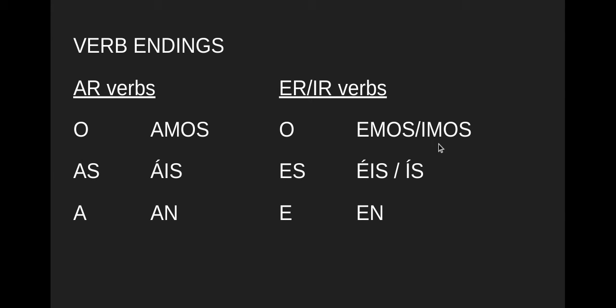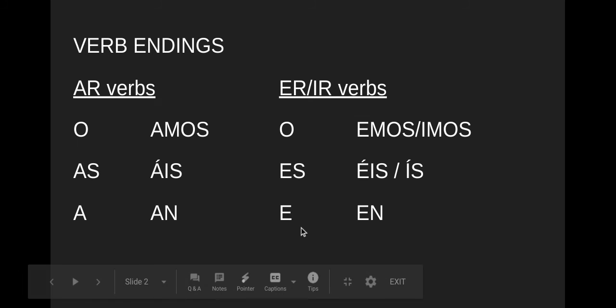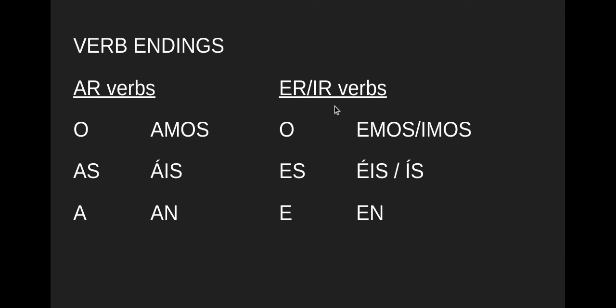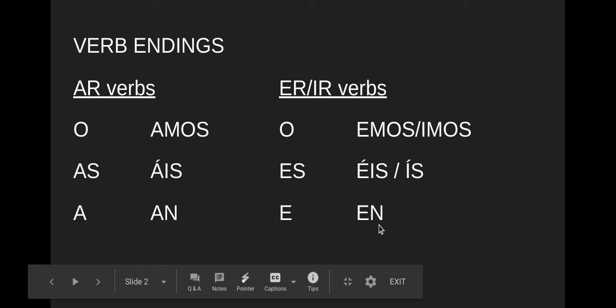So here's something you already know that I want to review before we move on. AR verb endings in the present tense, right? O, as, a, amos, ais, an. You already know that. You're really good with it already. If it's an ER or IR verb, the present tense endings are o, es, e, emos if it's an ER verb, eis if it's an ER verb, is if it's an IR verb, and en. Okay, something you already know.